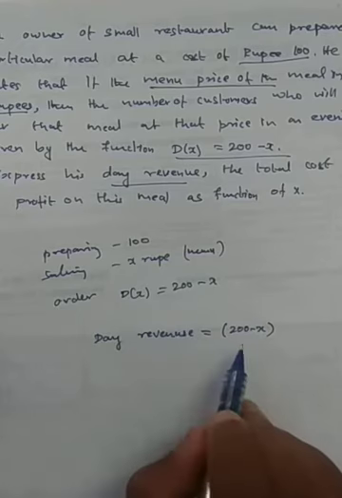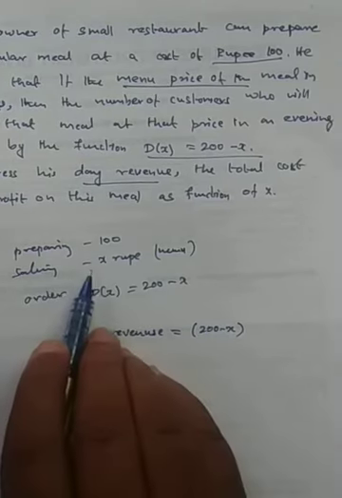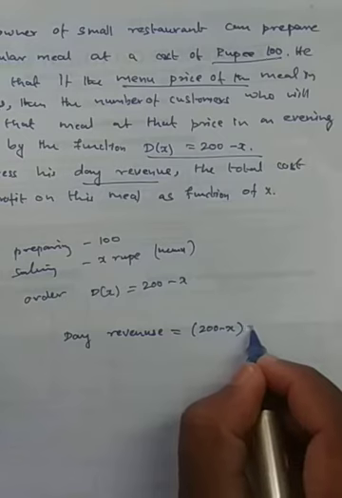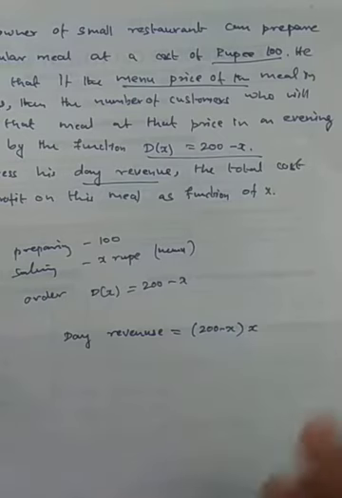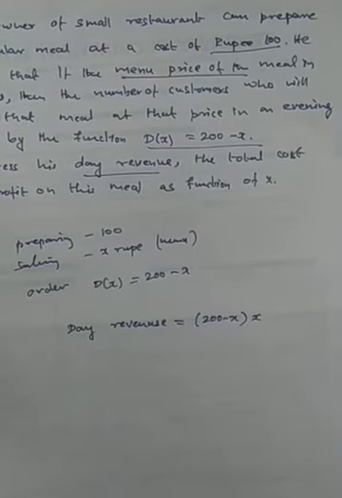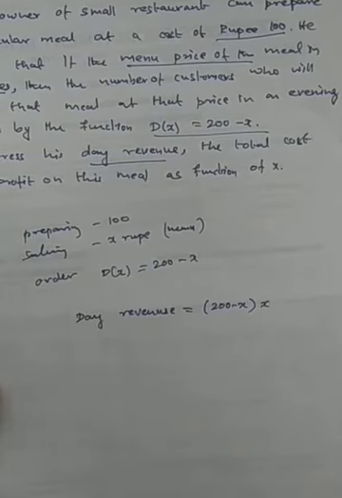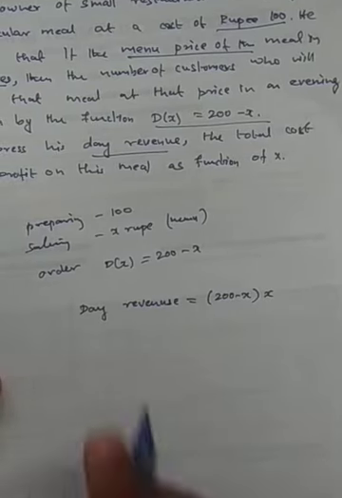How many persons are ordering now? 200 minus x. What is the selling price? x. So that's why 200 minus x into x will come. That is the daily revenue.